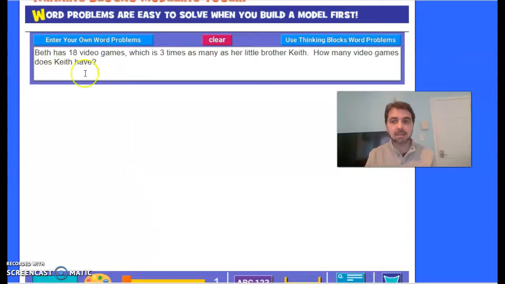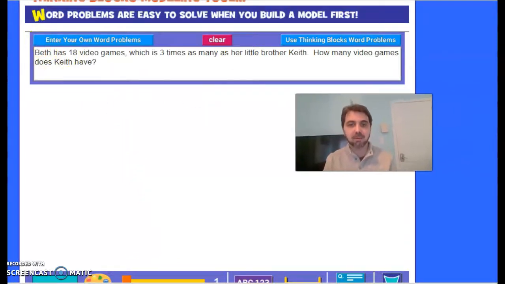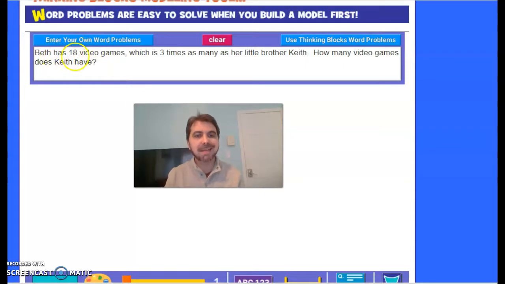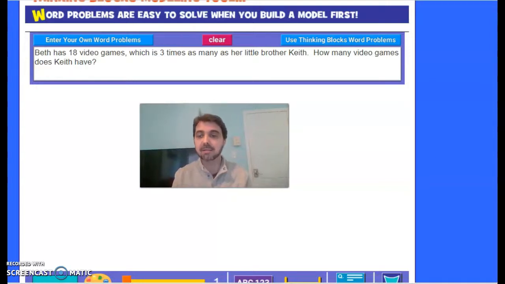So it says, Beth has 18 video games, which is 3 times as many as her little brother Keith. How many video games does Keith have? So yesterday we knew what the smaller amount was and how many times greater the bigger amount was. Today we know the bigger amount and how many times larger it is, but now we're figuring out the smaller amount. So let's take a look at what this looks like.